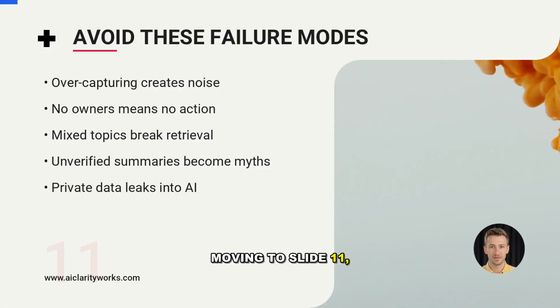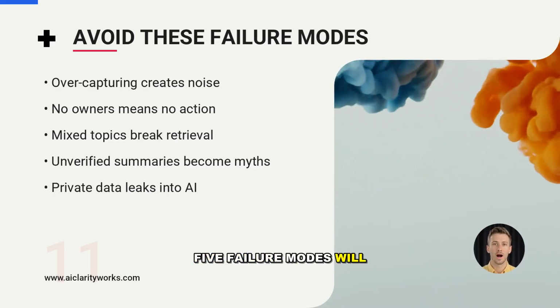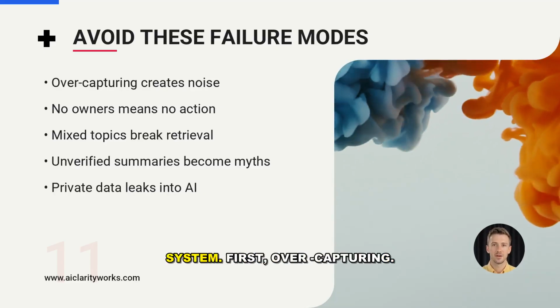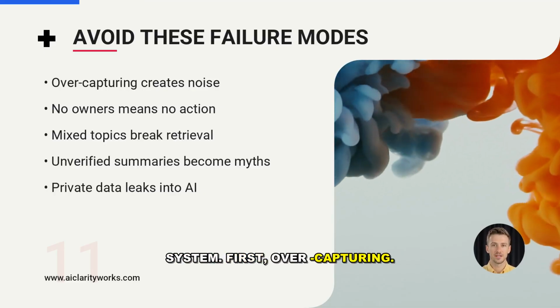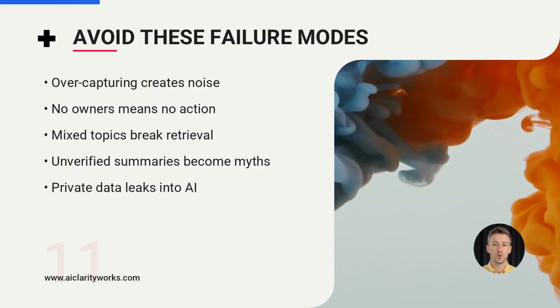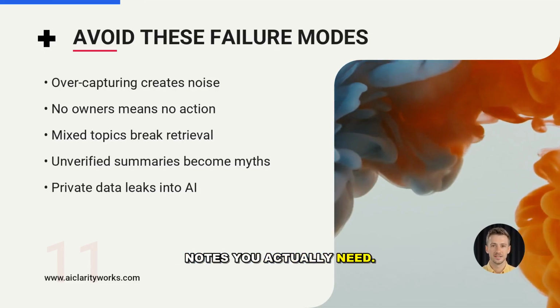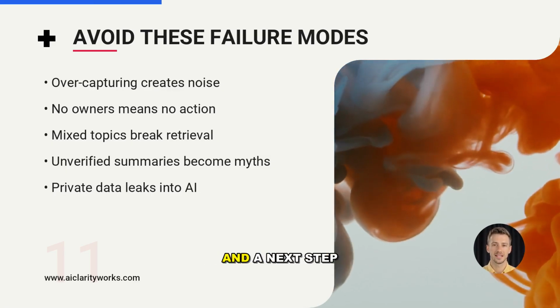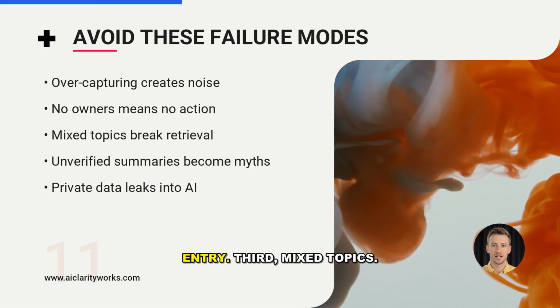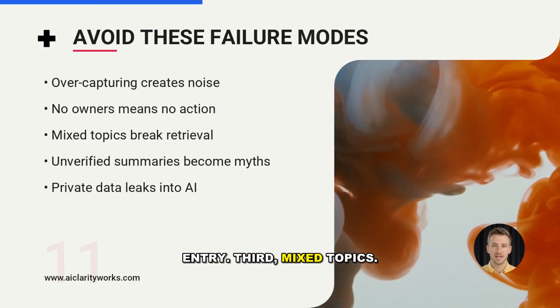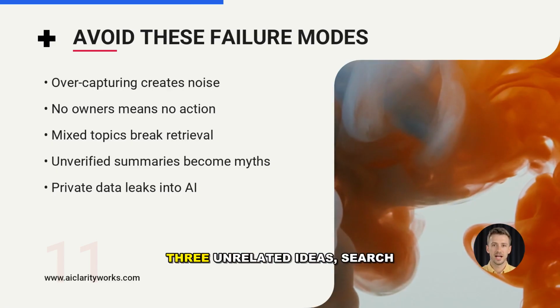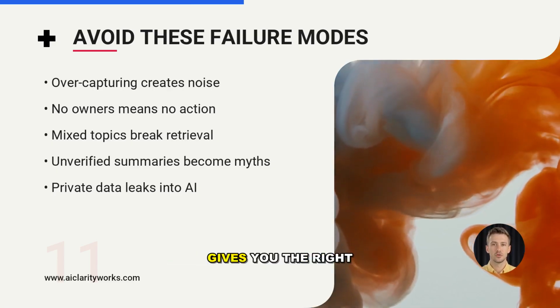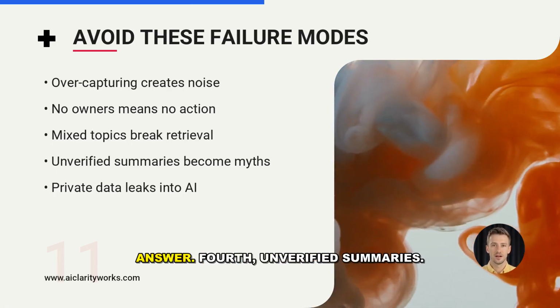Moving to slide 11. 5 failure modes will quietly wreck your knowledge system. First, overcapturing. If you save everything, you bury the few notes you actually need. Second, no owners. A note without a person and a next step is just a diary entry. Third, mixed topics. When one page holds 3 unrelated ideas, search gives you the right file and the wrong answer.